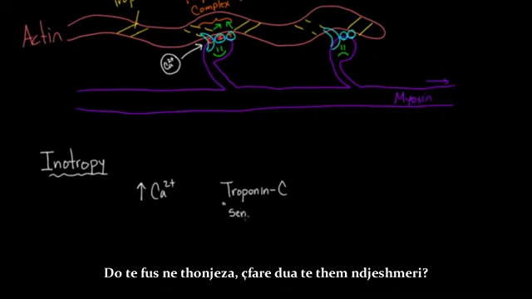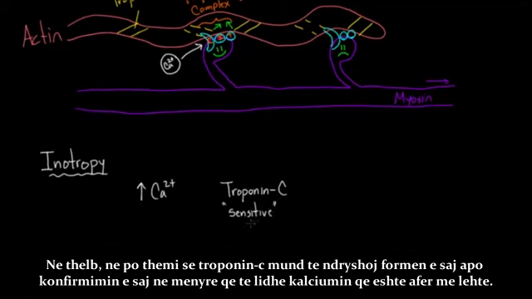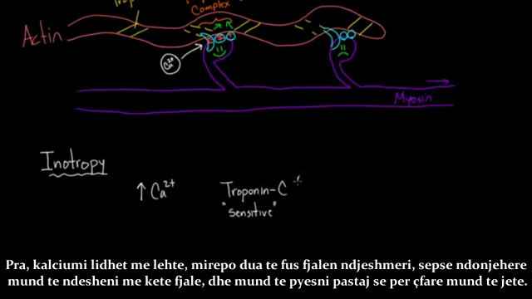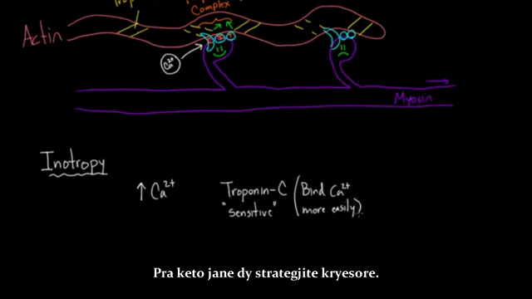And I'm going to put that in quotes because what do I mean by sensitive? Well, essentially, you're saying that troponin C could change its shape or its conformation to bind the calcium that is already around more easily. So basically, bind calcium more easily. But I wanted to put the word sensitive because sometimes you'll see that word and you'll wonder what it means. So bind calcium more easily.